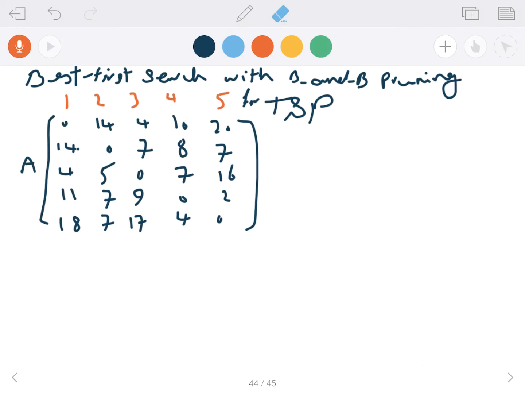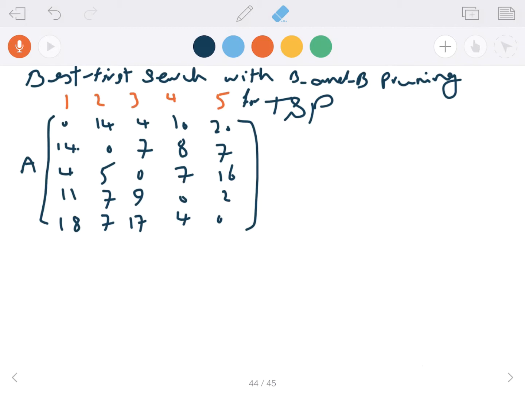Hello everyone. Today we're going to talk about best first search with branch and bound pruning for solving the traveling salesperson problem, or TSP. We talked about solving the 0/1 knapsack problem, and we used the bound to see what's going to be the best, or the maximum gain, for a node. So we expand the node that has the higher bound first. That's using best first search, and using the bounding is the branch and bound approach.